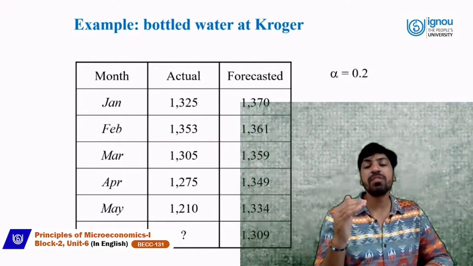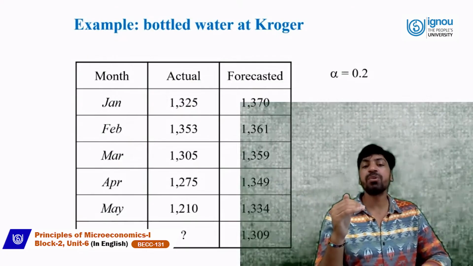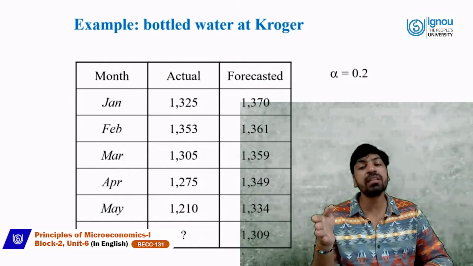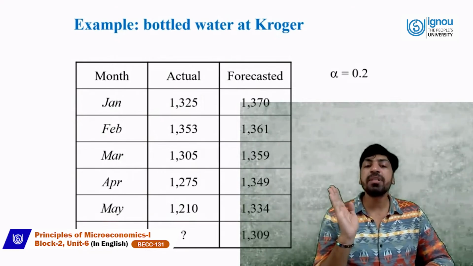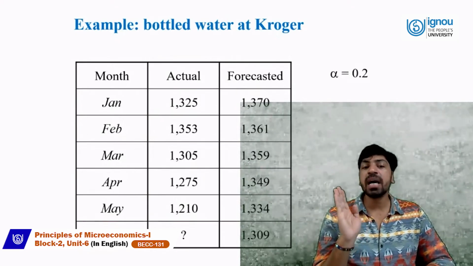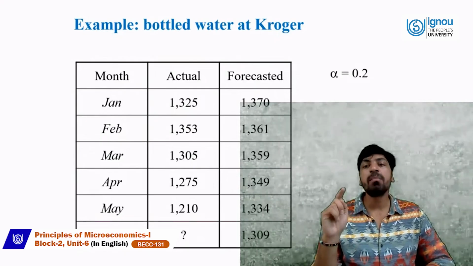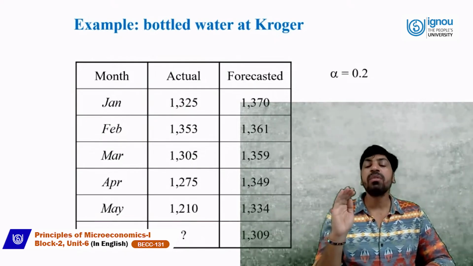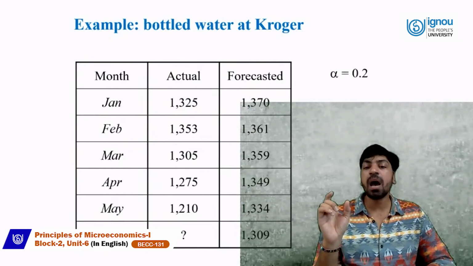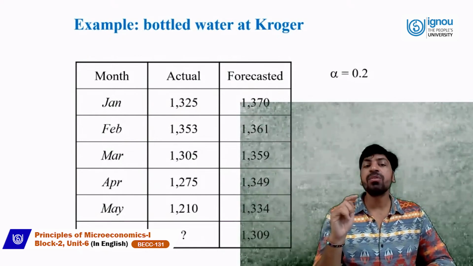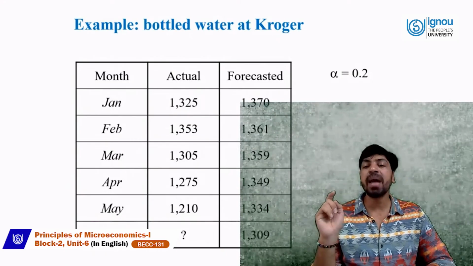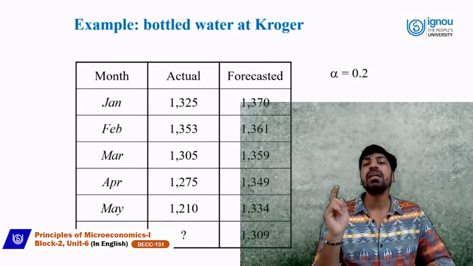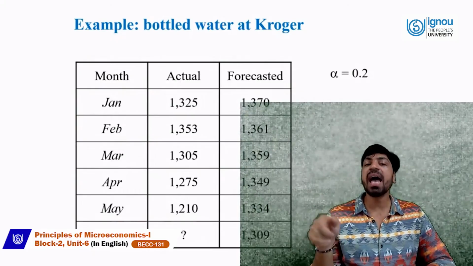You have to apply the same rule in the upcoming months. In the case of April, you need to calculate the forecasted value. Just subtract the actual and forecasted value of March, and multiply by the alpha value 0.2. The value comes out to be 10. So 1359 minus 10, you will get 1349, the forecasted value of the April month.